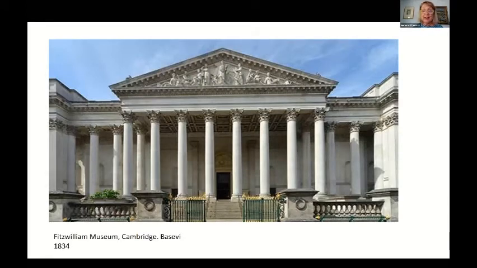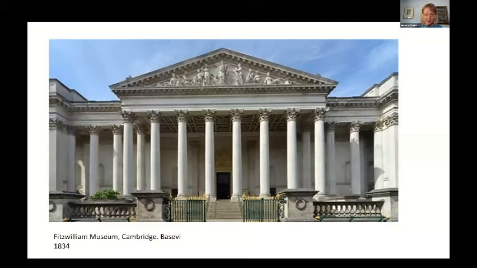So what better than this building? The University of Cambridge put out a competition to all architects to see if they could come up with a design. And this design won, and it was by an architect called Basevi. It was started to be built in 1834. So let's have a look again at this building. It is so appropriate, isn't it, if you think about what was inside it. I mean, it's been added to recently, but what was inside it.